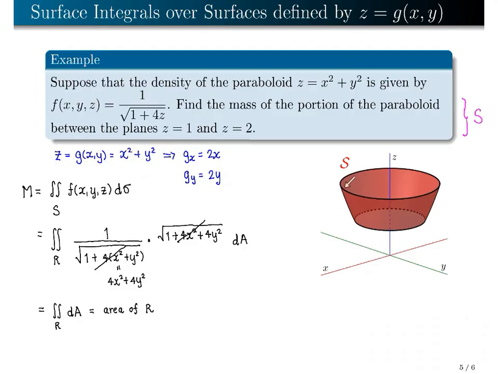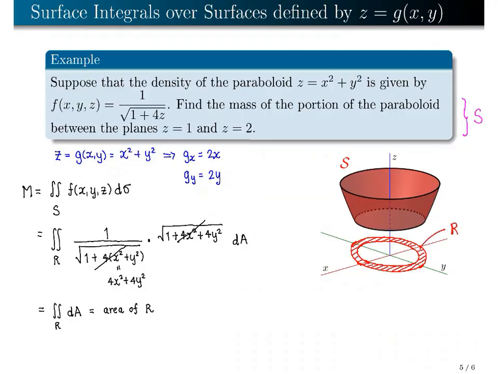Observe that the upper boundary of surface S is projected onto a circle on the xy plane. Similarly, the lower boundary of surface S is projected onto a smaller circle on the xy plane. Hence, the projection of surface S onto the xy plane is the region R between the two circles.